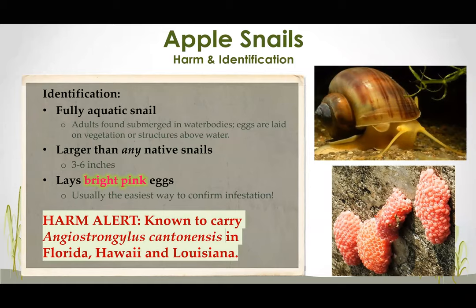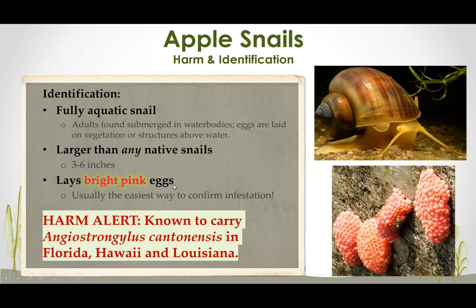So as mentioned, it's a fully aquatic snail. It's larger than any native snails. On average, the apple snail shell is going to be about 3 inches wide. And wide, I'm talking about, because it's a spiral shape, just kind of the width across the front. They get about 3 to 4 inches wide. Sometimes you could see 6 inches, but that would be including the length of the snail itself.